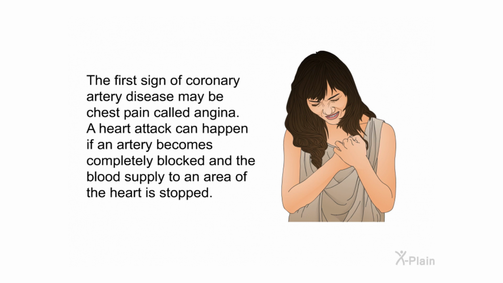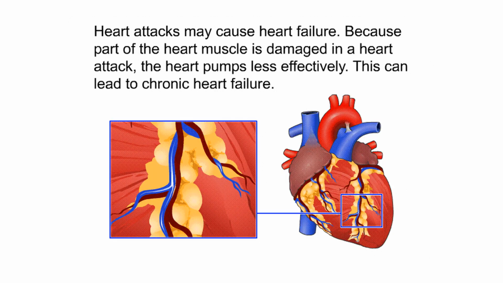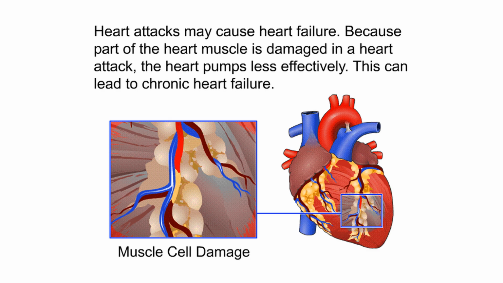The first sign of coronary artery disease may be chest pain called angina. A heart attack can happen if an artery becomes completely blocked and the blood supply to an area of the heart is stopped. Heart attacks may cause heart failure. Because part of the heart muscle is damaged in a heart attack, the heart pumps less effectively. This can lead to chronic heart failure.